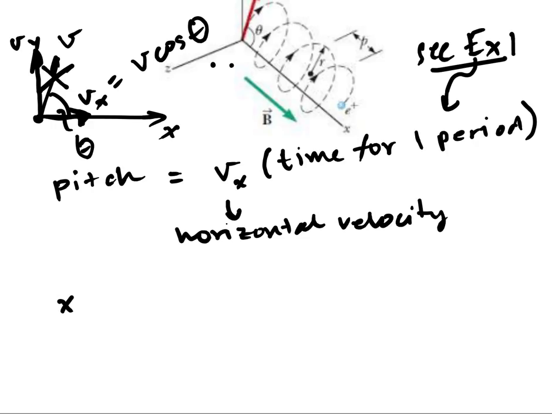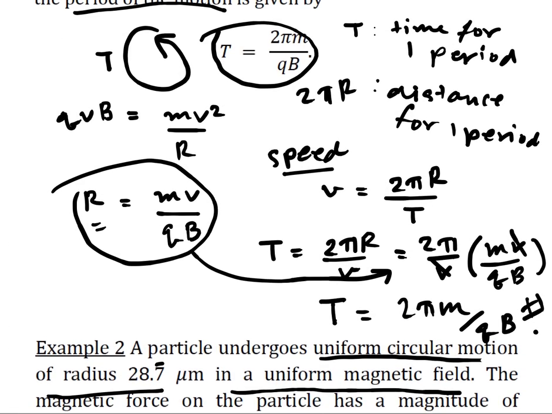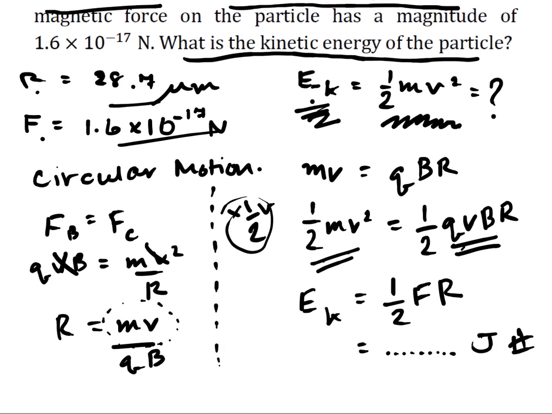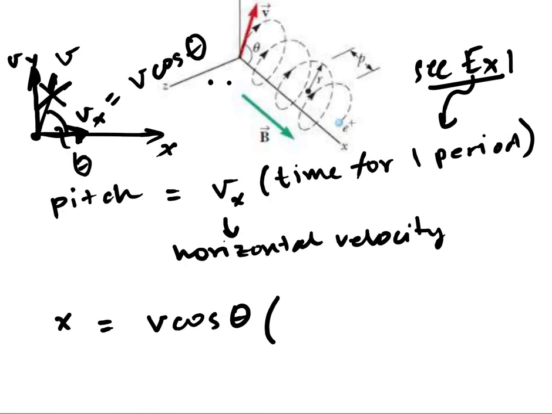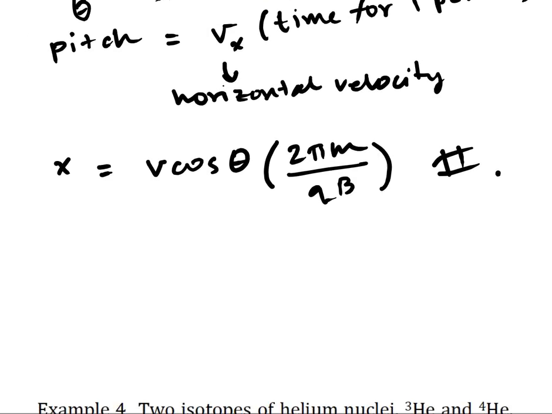So here I would say that the pitch distance, or x, is v cosine theta, and the time for one period is 2 pi m over qB. So you can just plug that into your equation. Okay, and this is your answer. Yeah, easy.